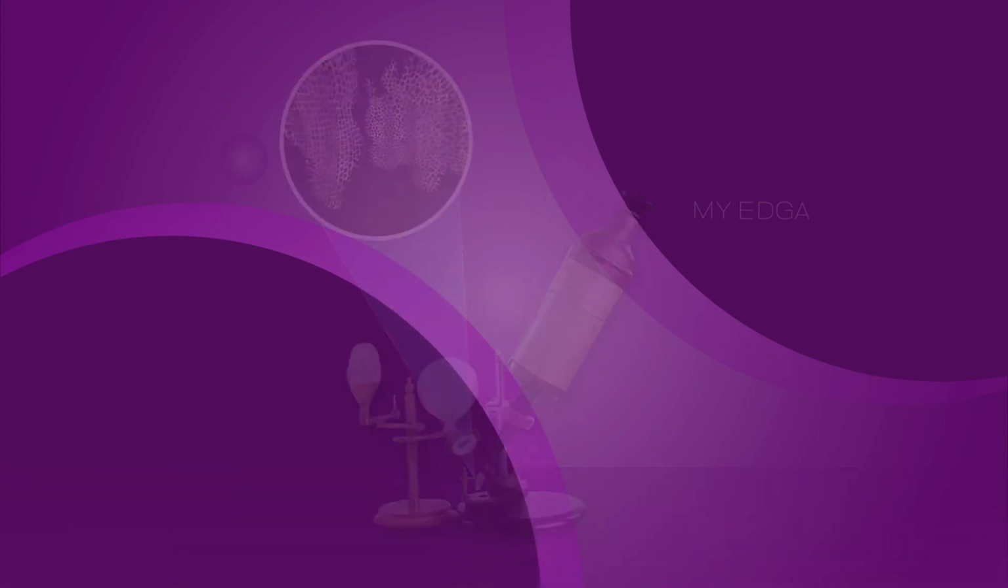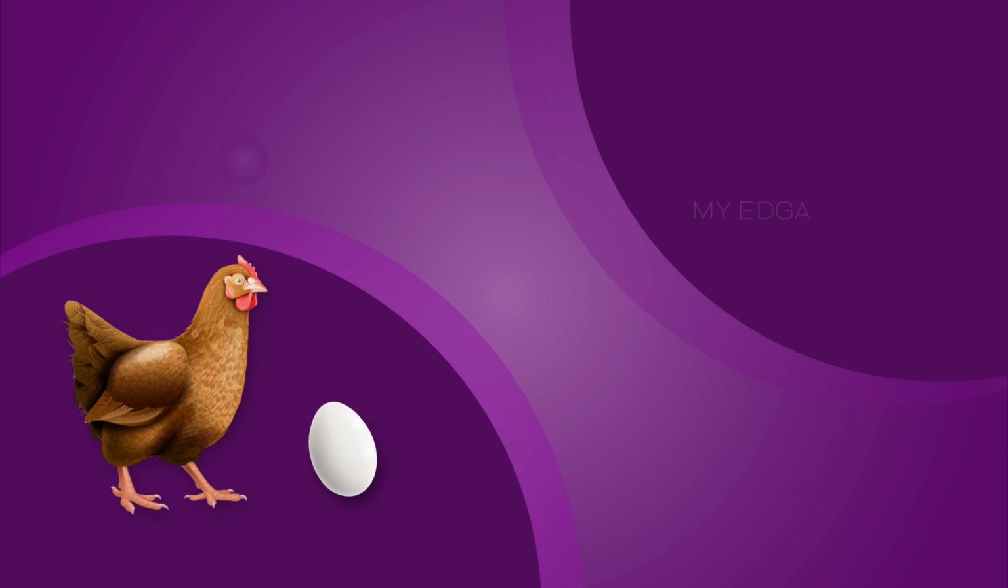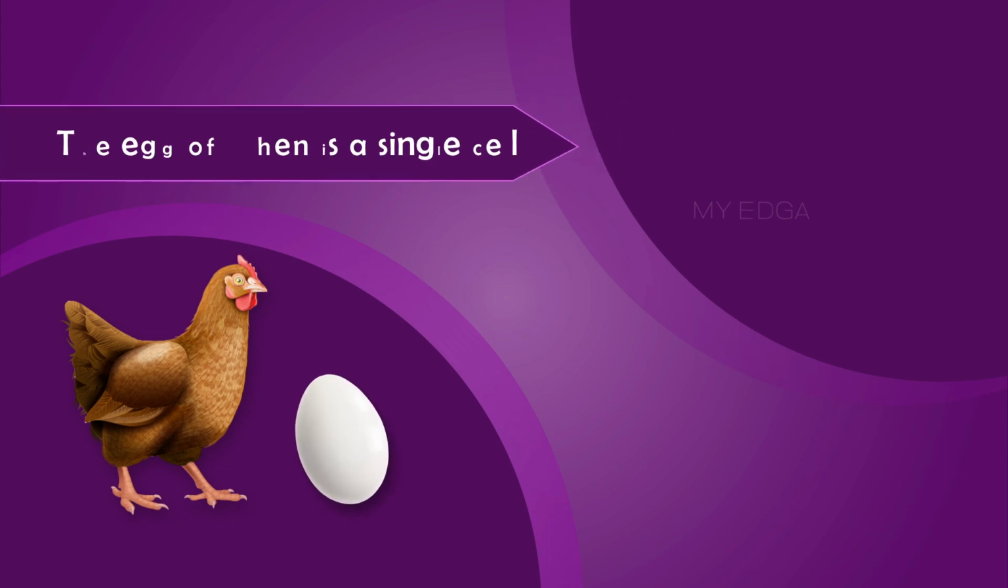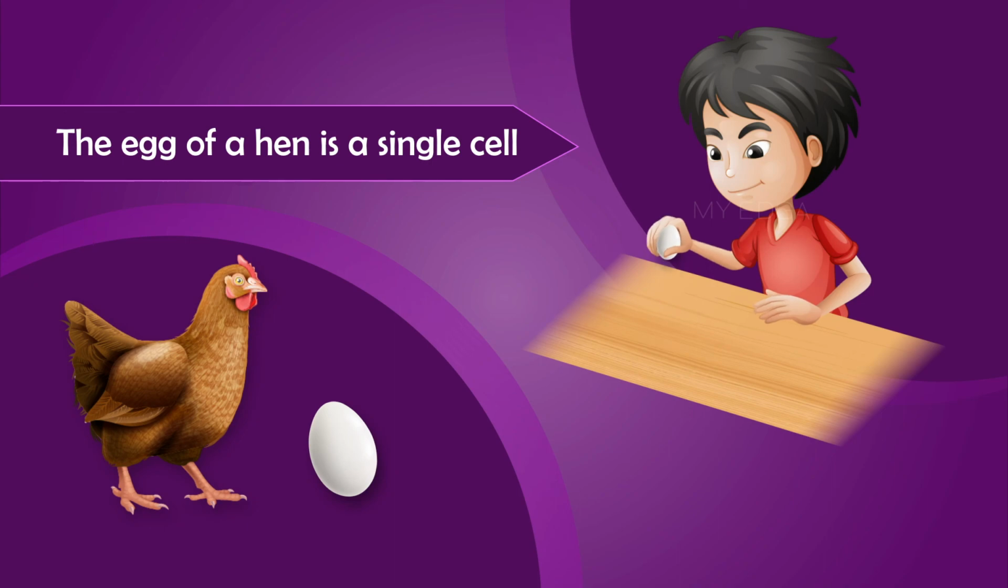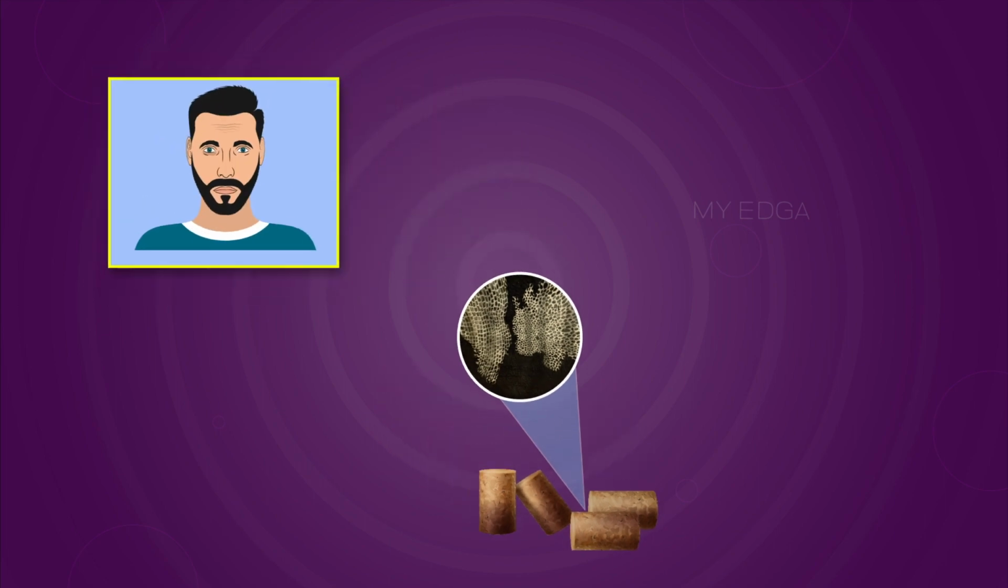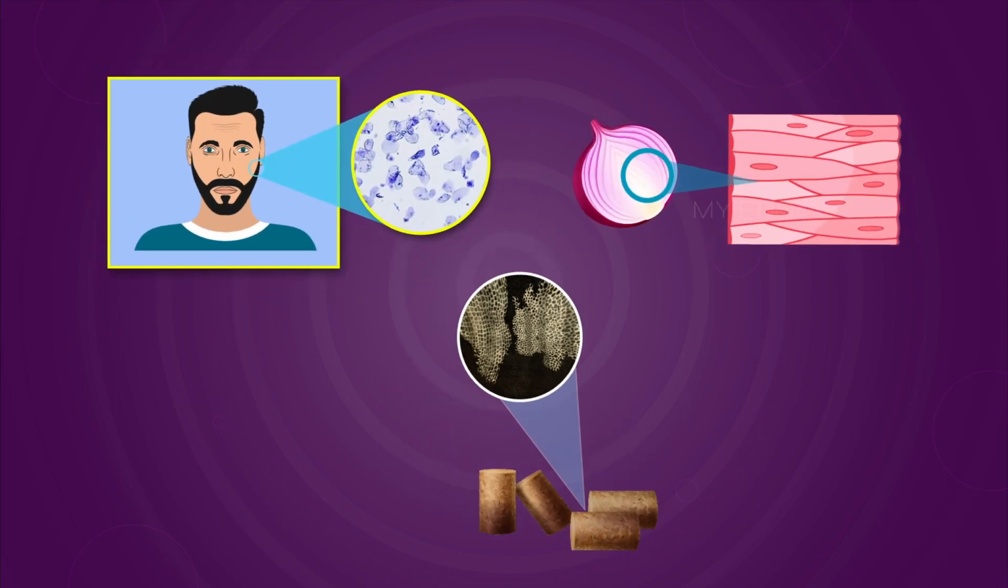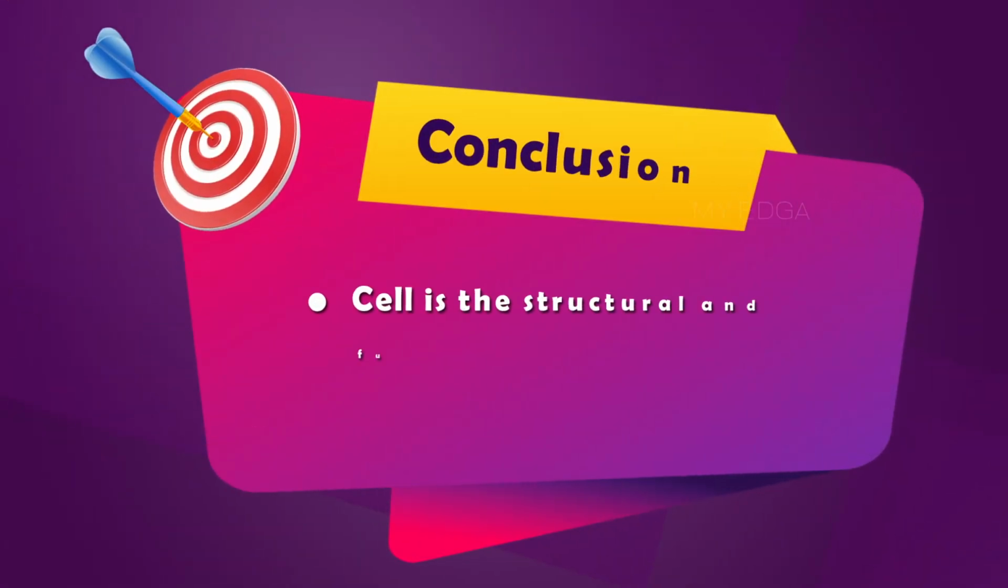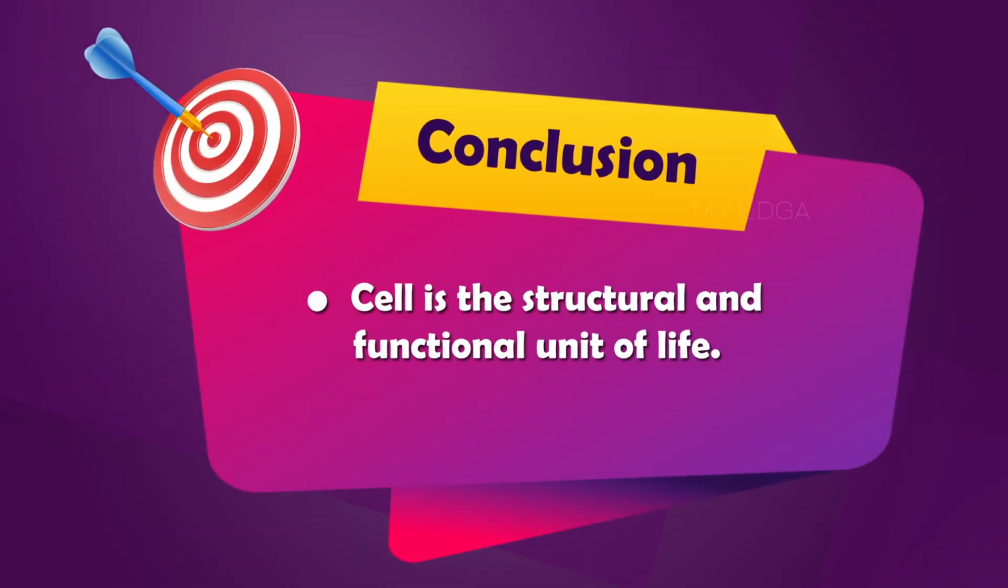Then, what about a hen's egg? Yes, it's a single cell and can be seen with the naked eye. Thus, the mystery of cells has been revealed since then and still continues. From this video, you have learned that cell is the structural and functional unit of life. We will learn more about cells in the following videos.